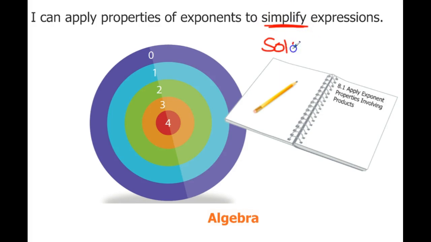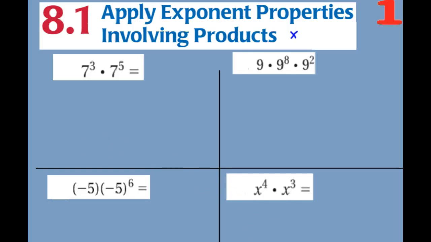It does not say solve. We are not solving anything today. We are simplifying, or making our exponents or our equation smaller. So first we're going to look at this first part here. The big number is what we call our base and the small number is our exponent.